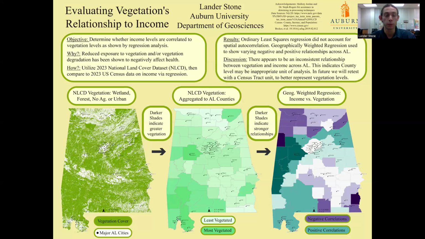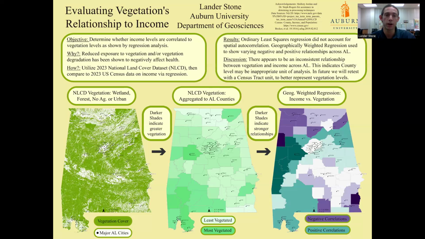So for myself, I hypothesized that in areas with lower income, there would also be lower vegetation, and in areas with higher income, there would also be higher vegetation. And how I went about doing this, or my methodology for discovering whether or not this was true, was to utilize the 2023 National Land Cover Dataset, or NLCD, and then compare it to 2023 US Census data on income via a regression analysis.